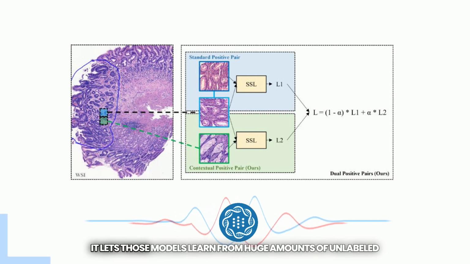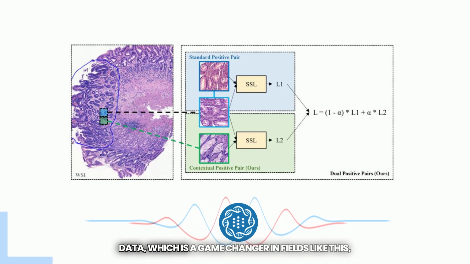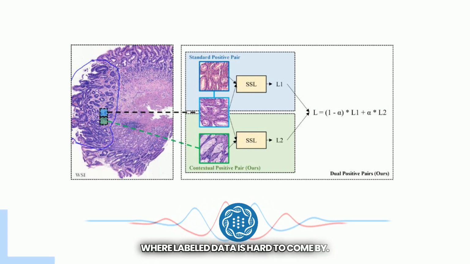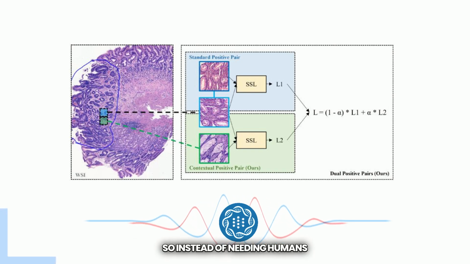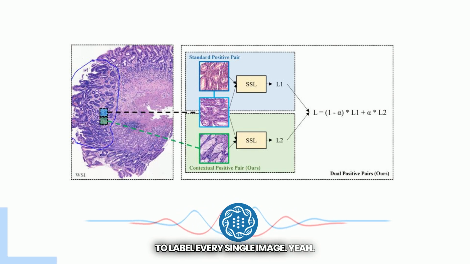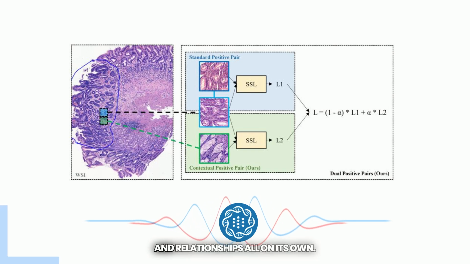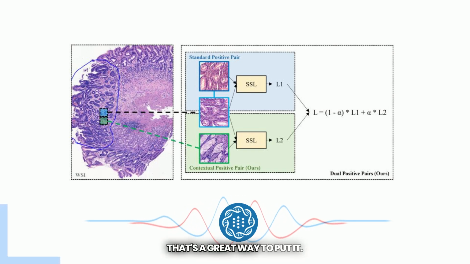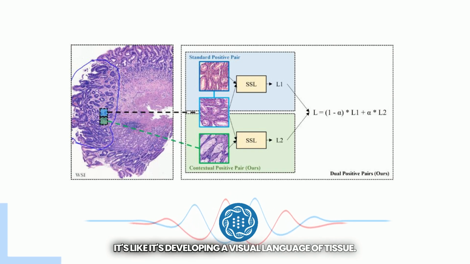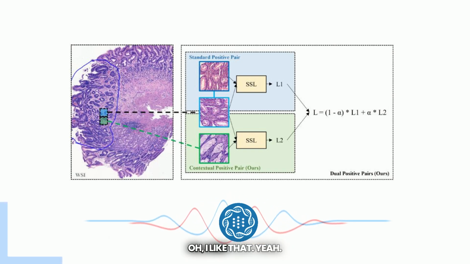It lets those models learn from huge amounts of unlabeled data, which is a game changer in fields like this, where labeled data is hard to come by. So instead of needing humans to label every single image, the AI just spots patterns and relationships all on its own. That's a great way to put it. It's like it's developing a visual language of tissue. Oh, I like that.